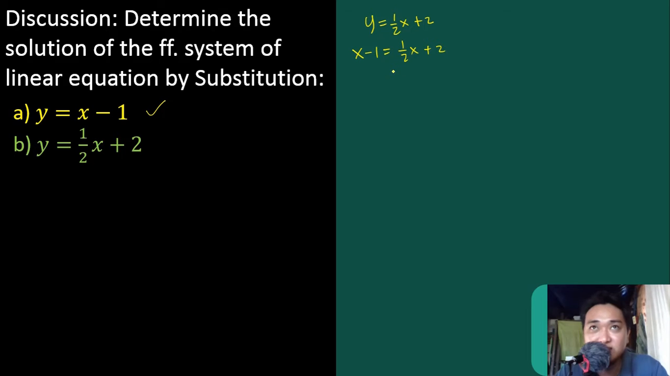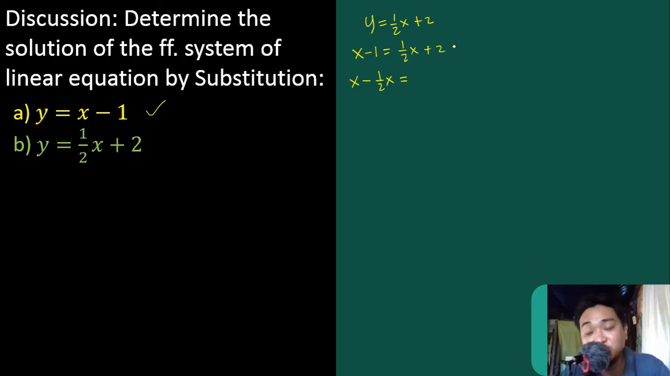So, in this case, ang pinakamaiging gawin is i-combine natin yung mga similar terms. Ano po? So, we have here this term, and we can combine them by transposing those terms, as well as -1 and +2, those constants. Okay? So, let us try to transpose 1/2 x to the other side. So, that is x minus 1/2 x.